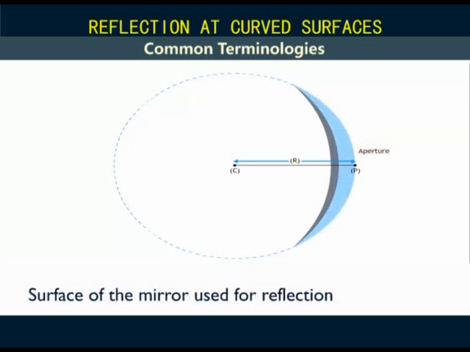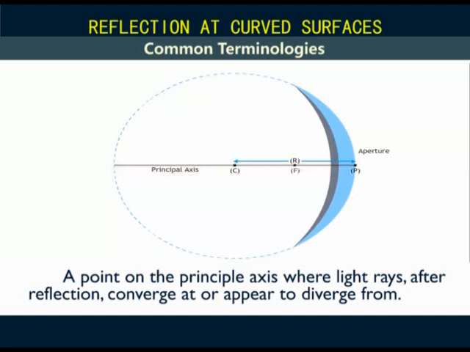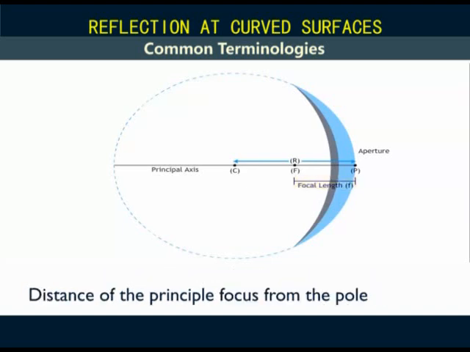Aperture is the surface of the mirror used for reflection. Principal axis is the line joining the pole and the center of curvature. Principal focus F is a point on the principal axis where rays of light after reflection converge at or appear to diverge from. Focal length F is the distance of the principal focus from the pole of the mirror.